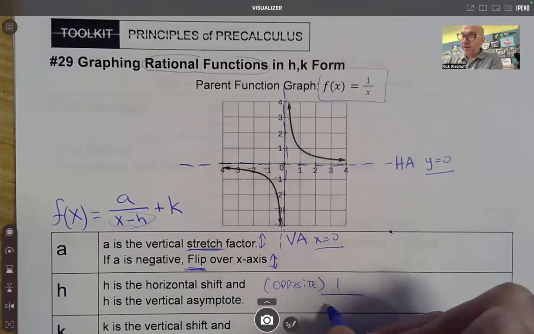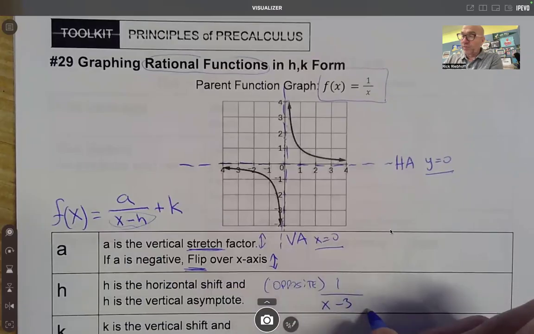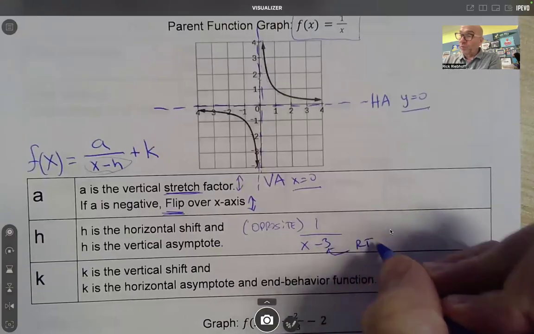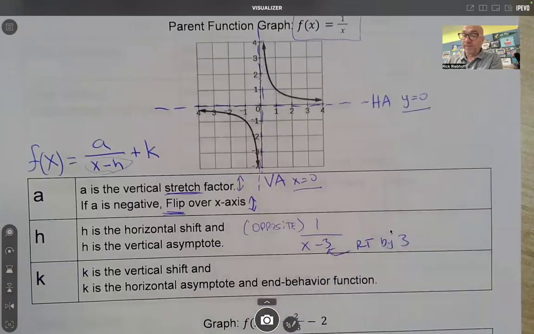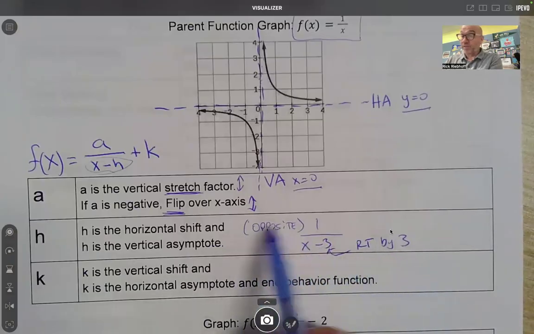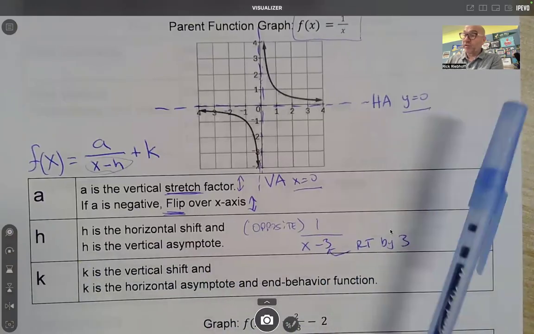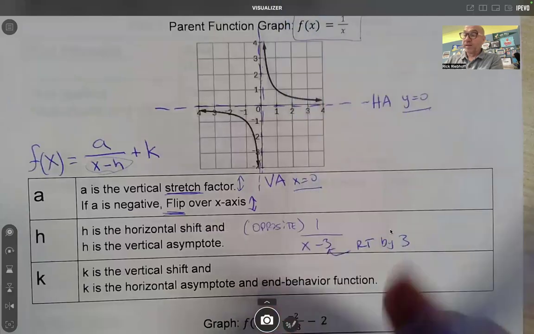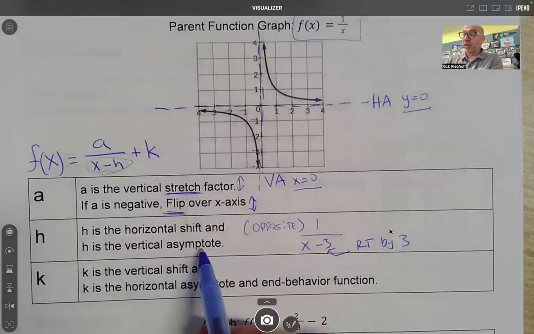So if you have 1 over x minus 3, we have plus 3 here. That's a good example. This means we're actually going to the right by 3. Shift everything to the right by 3. So it's the opposite land. If we shift everything to the right by 3, the asymptote also goes that way. So h will also be the vertical asymptote.